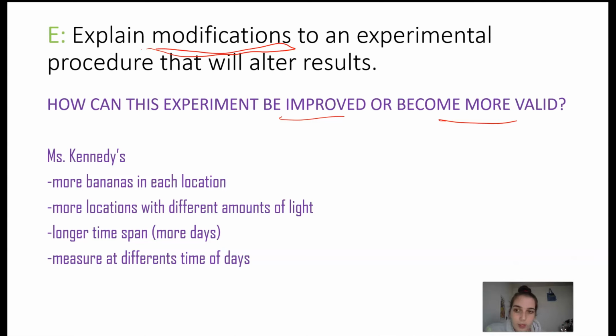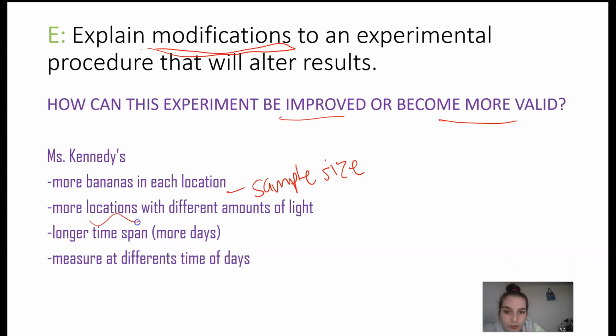What can you modify? So for me, I could have more bananas in each location. So that's what's called increasing the sample size. So that's usually always something that you can do to modify an experiment, is just get more numbers. If you're testing 50 people on a drug, test 150 people. So that's one thing you can do to modify. So I could have more bananas.